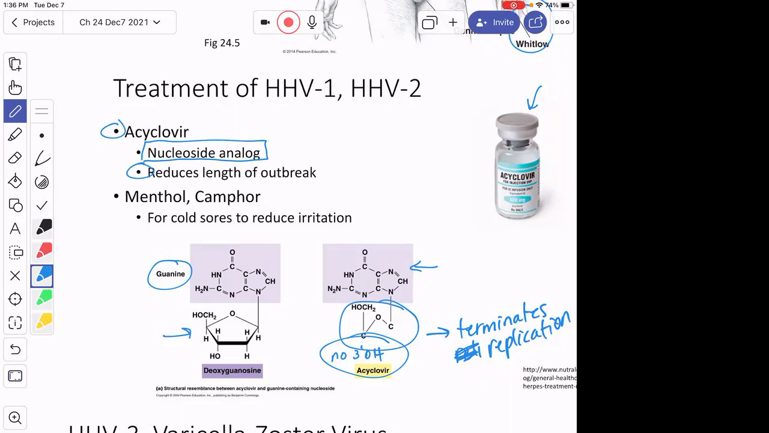So we do have acyclovir. For cold sores, usually just something over the counter, some kind of lip ointment that has menthol or camphor in it, just to kind of try to reduce the irritation.